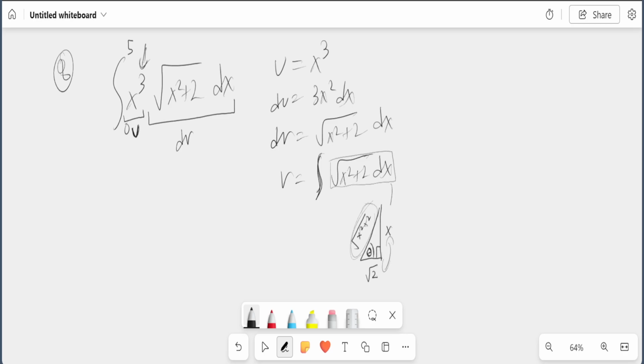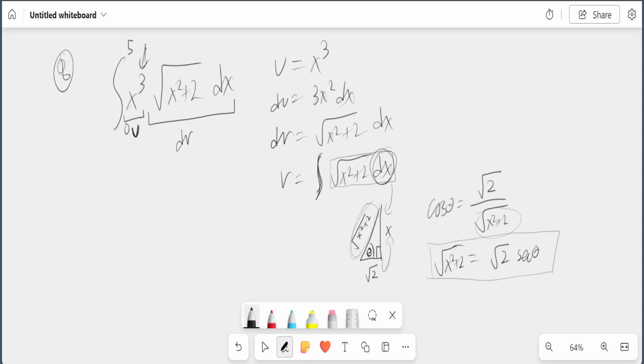And now I can express this in terms of our triangle. So the square root of x squared plus 2, how do I get that out of this triangle? Well, I could say cosine theta is equal to root 2 over the square root of x squared plus 2. Then I can use algebra to isolate that, and I get root 2 secant theta. So that's one piece of our puzzle.